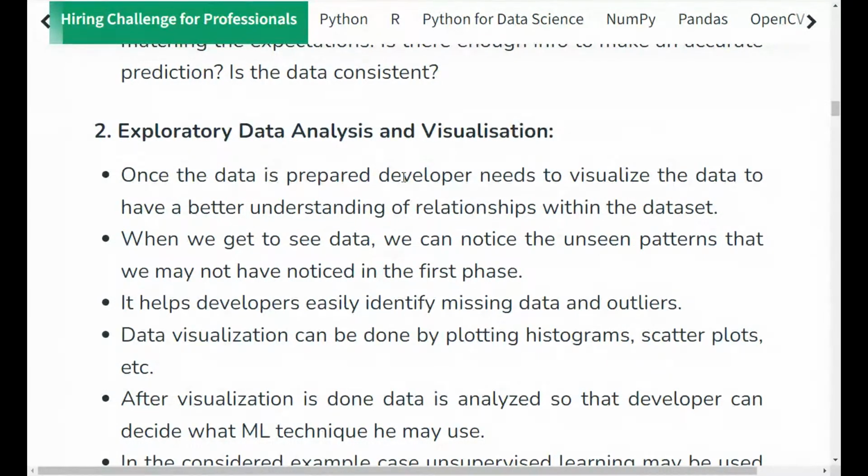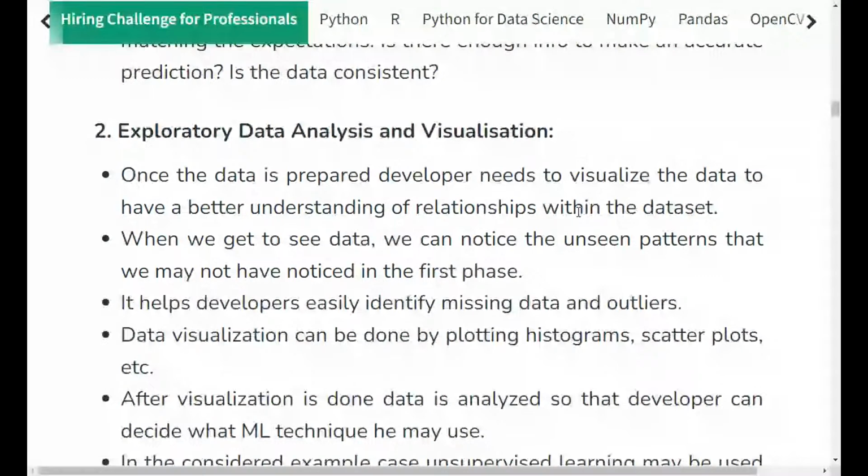Once the data is prepared, the developer needs to visualize it. So who is the developer? The person who understands how to program this algorithm. That person is my developer, who understands the criticality of the data that you are preparing. Once the data is prepared, the developer needs to visualize the data to have a better understanding of the relationships within the data set, how each of the columns are related to each other, or whether they are not related at all. They just have to check. That is my exploration of the data set first.